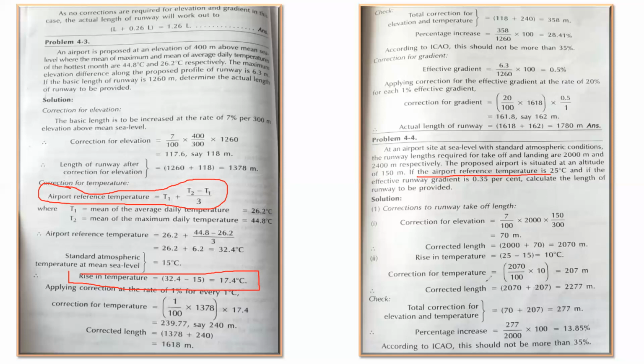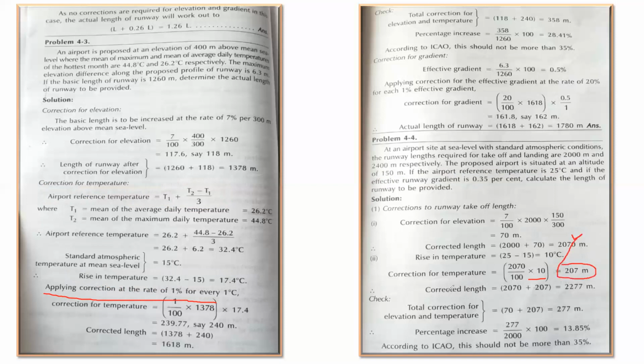Therefore, correction for the temperature will be 2070 divided by 100 into 10. If you do, you will get 207 meter. This is the correction you are supposed to do: 1% for every 1 degree Celsius. Here it is 10 degrees, so they have written 10 here. Now the corrected length is 2070, which is for elevation correction we have done. For that you have to add another 207 meter so that the correction for temperature is also taken care of. So finally the runway length has to be 2277 meter for both elevation and temperature correction. Now we need to check this again.